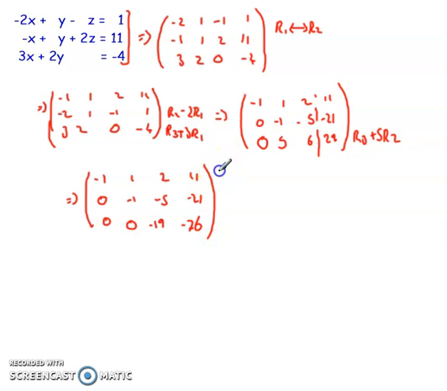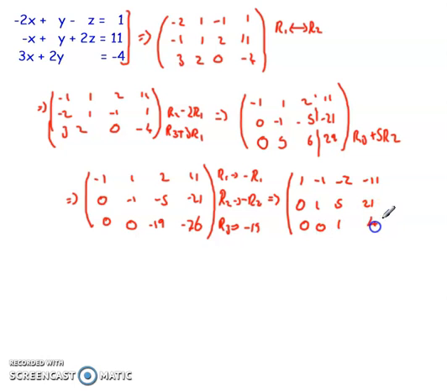So what I'm going to do now is take row 1 and switch the signs. I'm going to do the exact same thing with row 2, switch all the signs, and row 3, I'm going to divide everything by -19. Once I've done that, what I'll end up getting is 1, -1, -1, -2, -11, 0, 1, 5, 21, and I'd have 0, 0, 1, and 4.